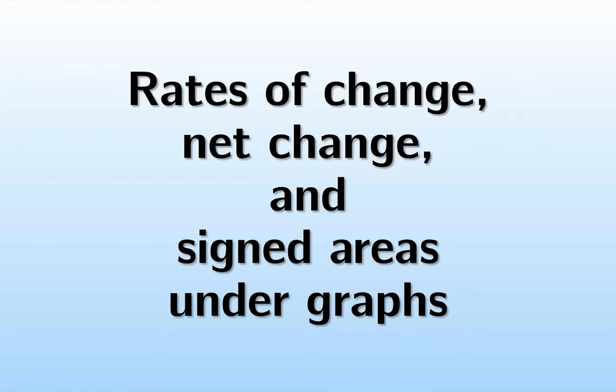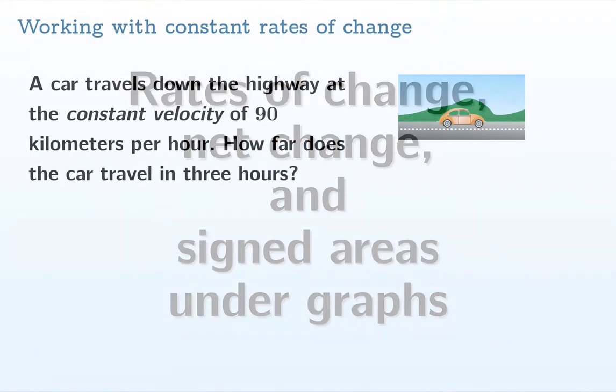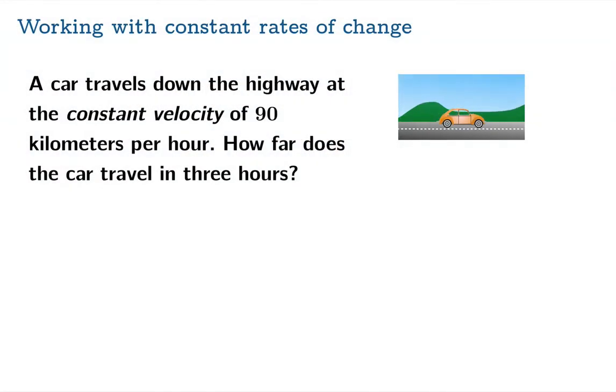Hey everybody, in this video we're going to talk about rates of change, net change, and signed area under graphs. So we're going to start with a relatively simple question. A car travels down the highway at the constant velocity of 90 kilometers per hour. How far does the car travel in 3 hours?